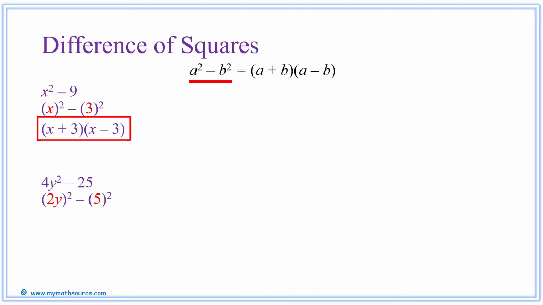We can also write the number 25 by simply thinking of what the square root of 25 is as the quantity 5 squared. Now we can see that using our general rule of a squared subtract b squared, we can have a to be 2y and b to be 5. Therefore, we can simply substitute into our general rule as the quantity of 2y plus 5 times the quantity of 2y subtract 5. And that's how you factorize using the difference of squares.